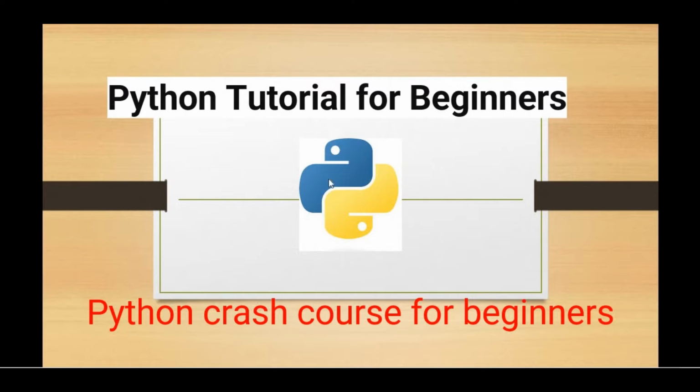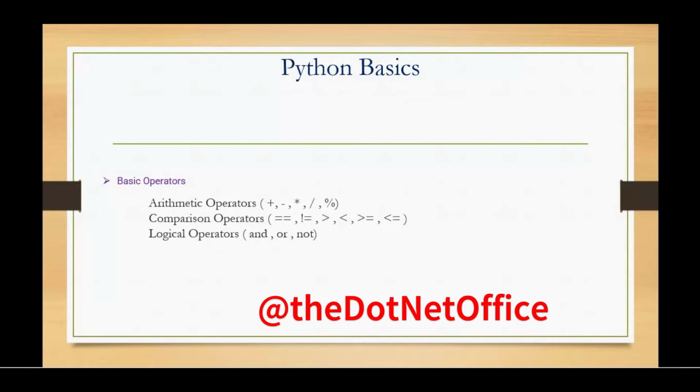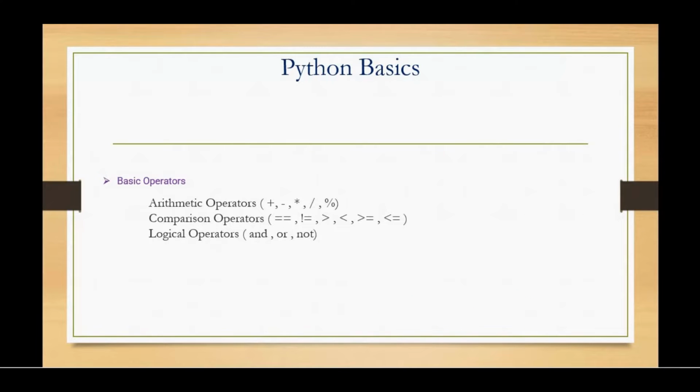Hello everyone. In this video, we are going to discuss the operators in Python. If we differentiate operators, there are majorly three types. We have the arithmetic operators, for example if we want to do some addition, subtraction, division or multiplication. Apart from that, we have modulus and floor division. All those things come under the arithmetic operators.